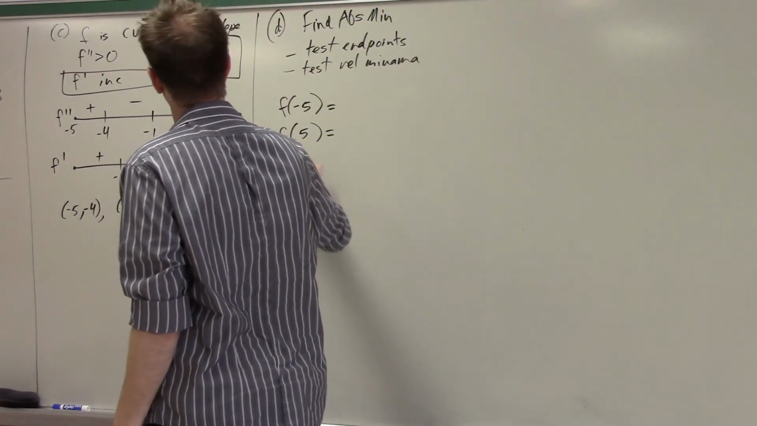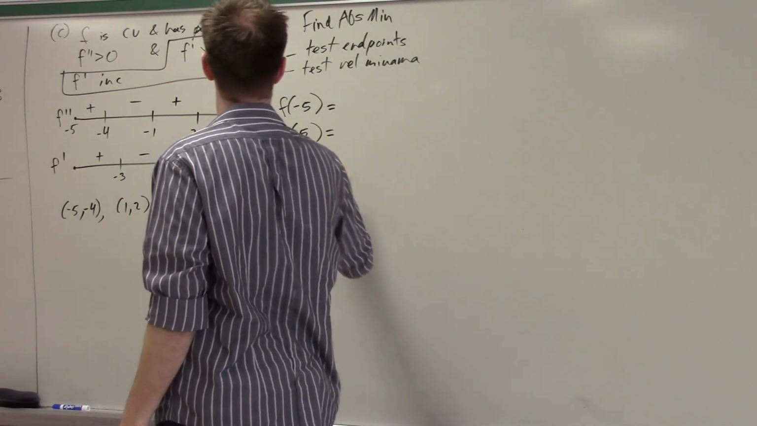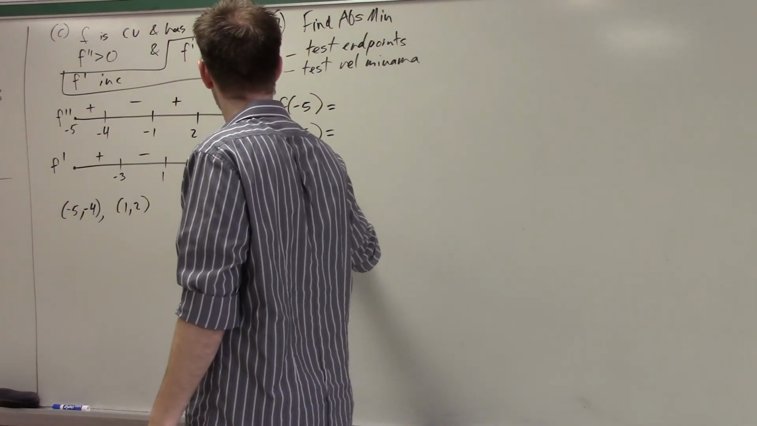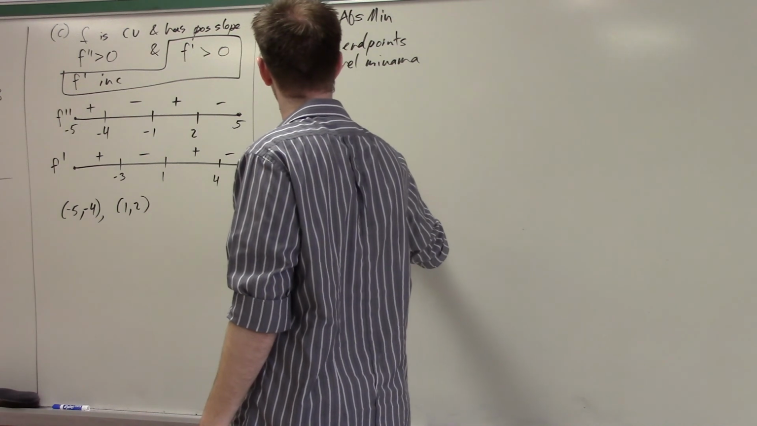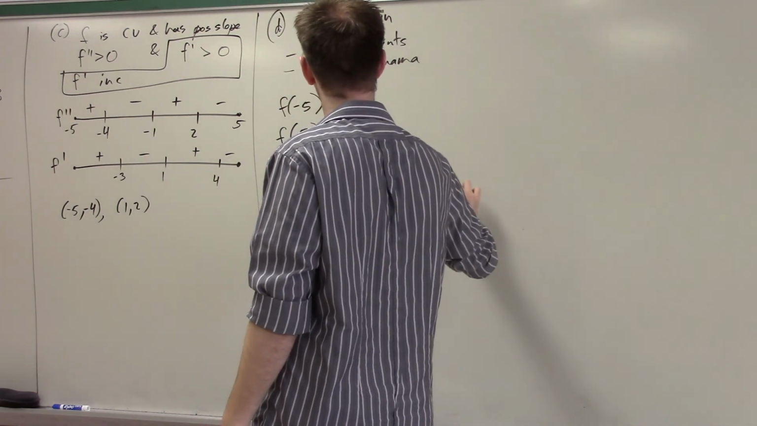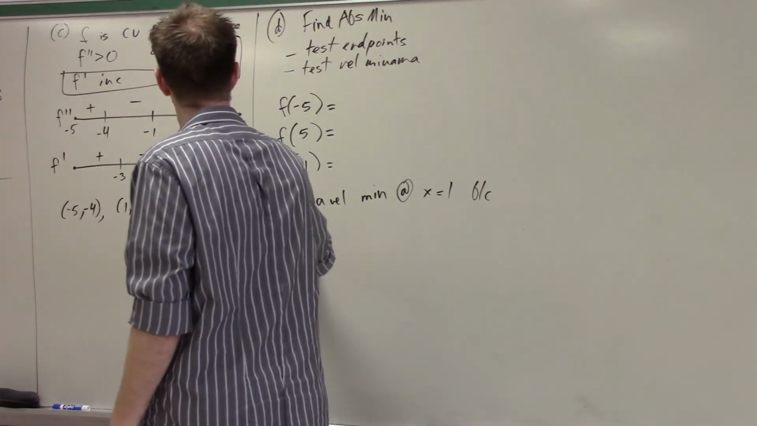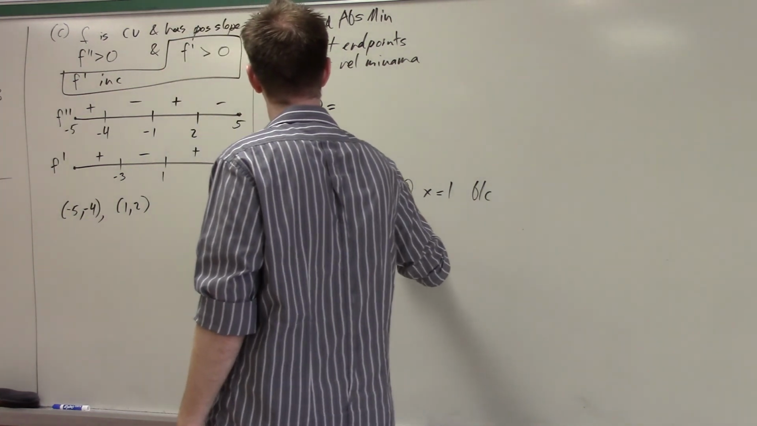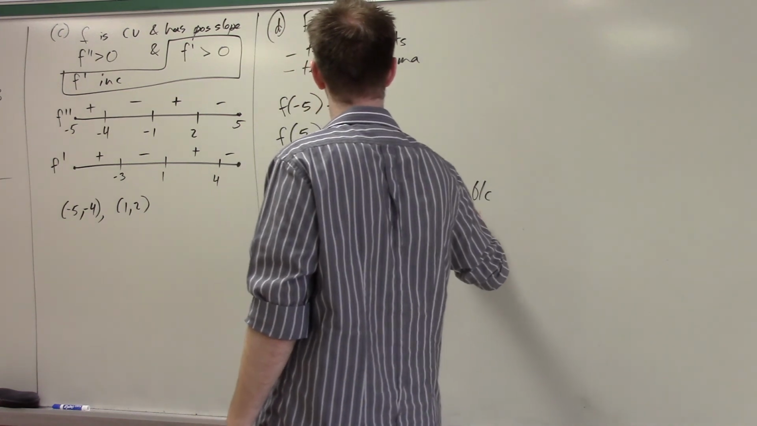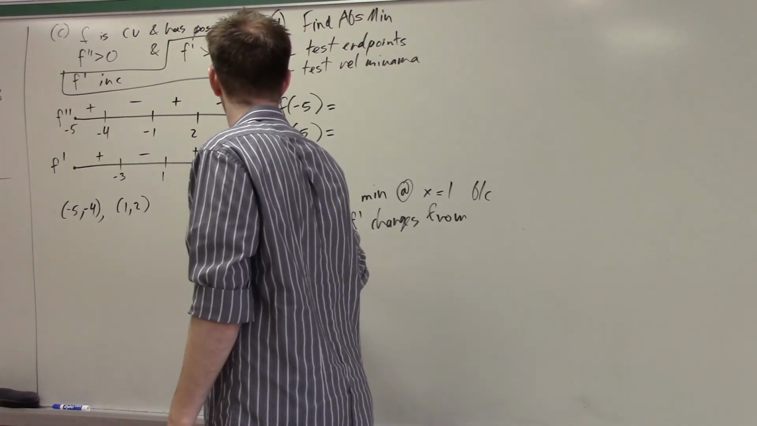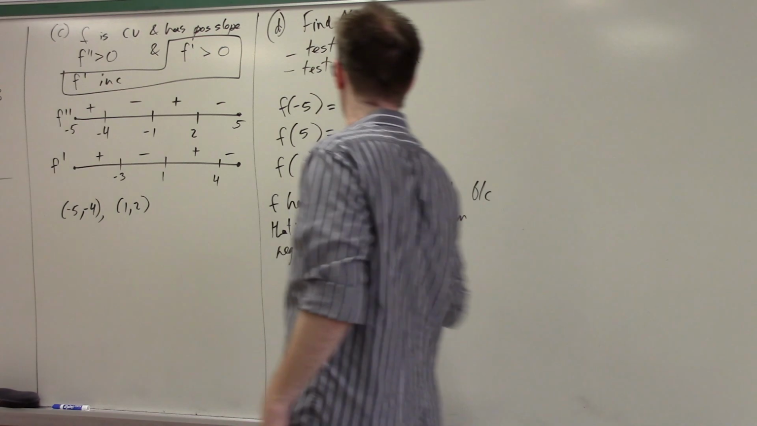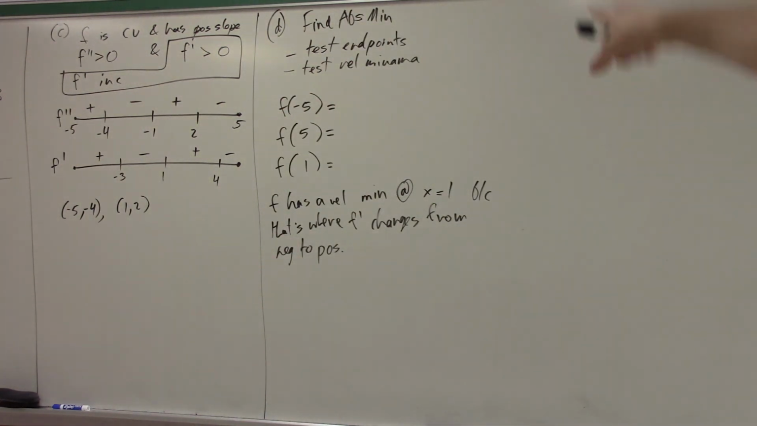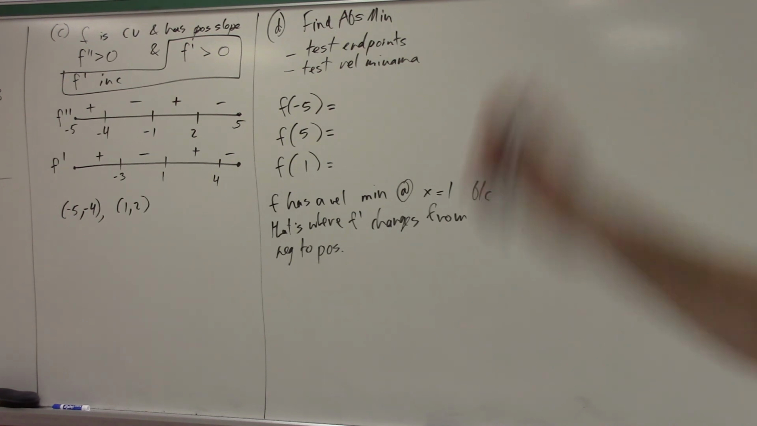At x equals 1, that's it. So you should probably write that. You should say f has a relative minimum at x equals 1 because that's where f prime changes from negative to positive. So, since that's the only relative minimum, basically I just need to compare those three values and I just see which one's smallest.